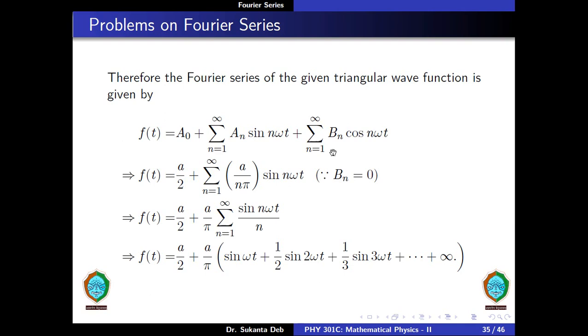Therefore the Fourier series of the given triangular wave is given by, so we have evaluated the coefficients a0, an and bn.